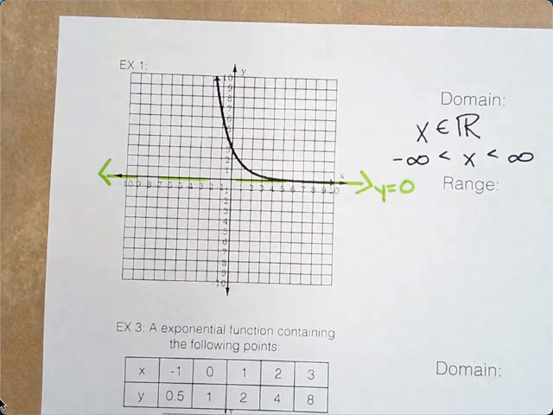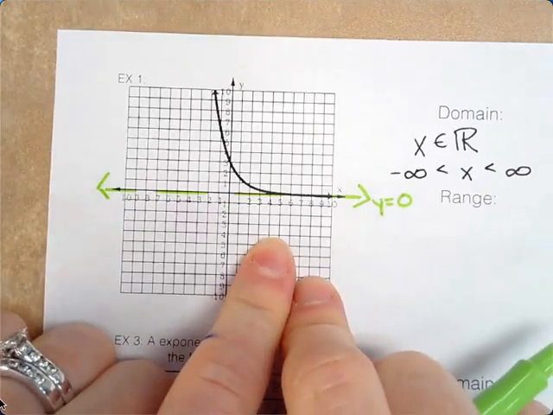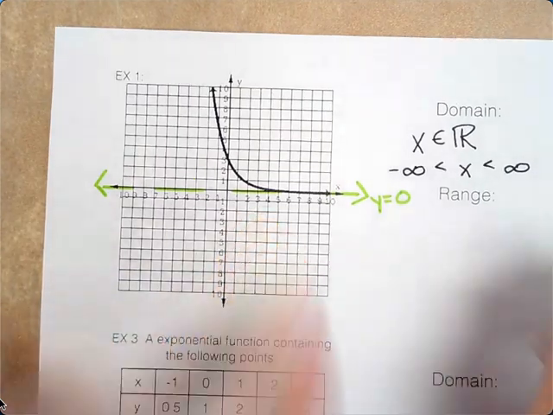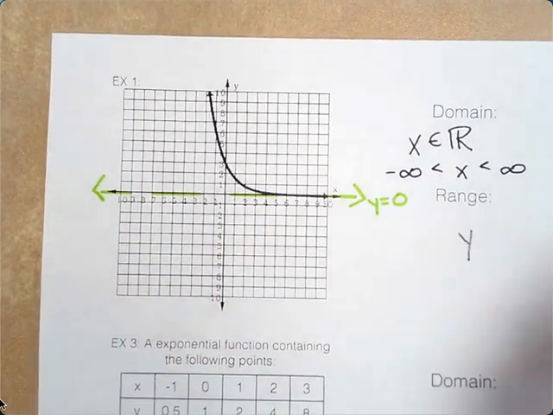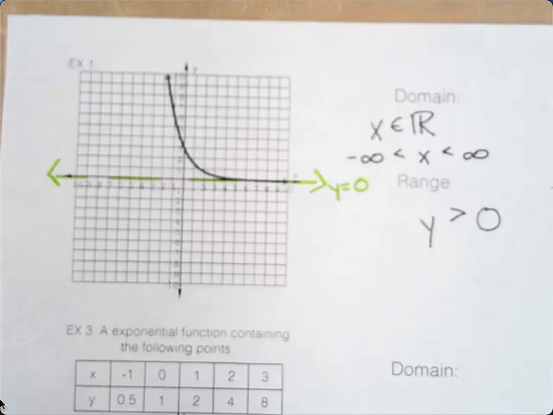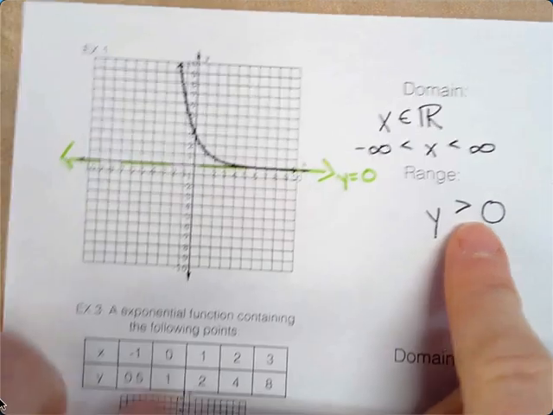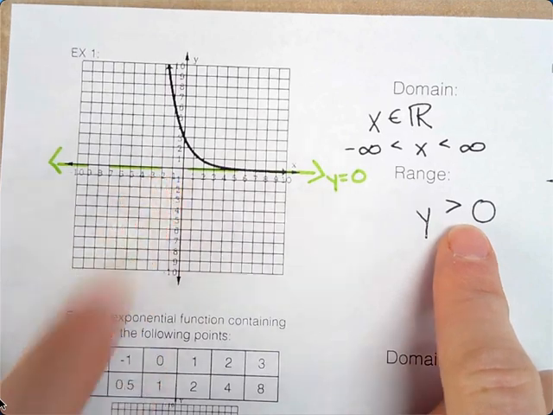So what that asymptote does is it restricts our range. It makes it where you can't have certain numbers as your y values. So in this case, y cannot be below 0. We're going to write this as an inequality: y has to be greater than 0. So y can be any number that is bigger than 0. It's not greater than or equal to because it doesn't actually touch it.